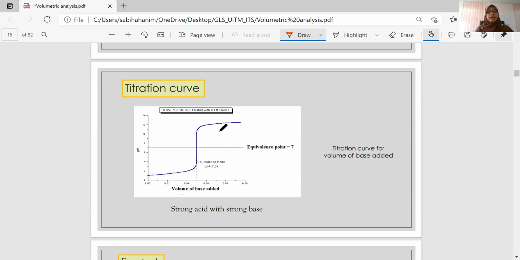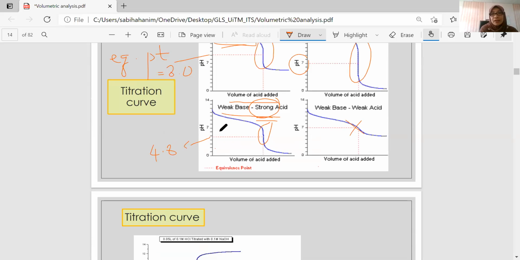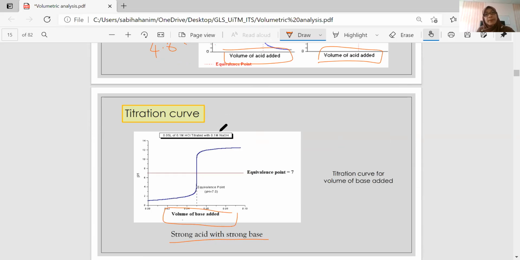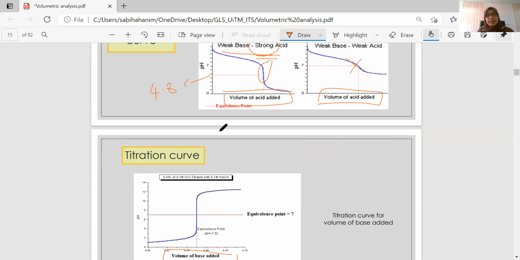Okay, now look at this titration curve. This titration curve is also strong acid and strong base. So if the students are alert, what's the difference here compared to here? This one, for example, is volume of acid added. However, here, it is volume of base added. So you can see the pattern of the curve.